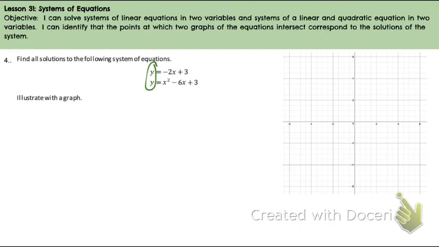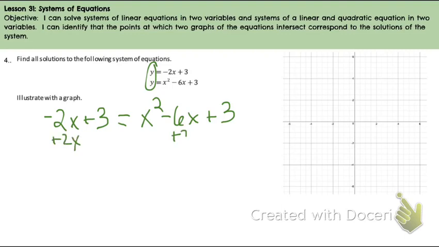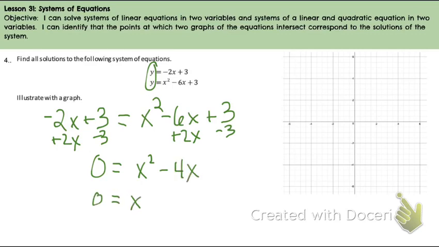So I'm going to set this up as negative 2x plus 3, the first y, equaling the second y, x squared minus 6x plus 3. And I'm going to get everything on one side. So I have to add 2x, I have to add 2x, I have to subtract 3. So I get 0 equals x squared minus 4x. So 0 equals x times (x minus 4). Well, that's going to be true when x equals 0 and x equals 4.